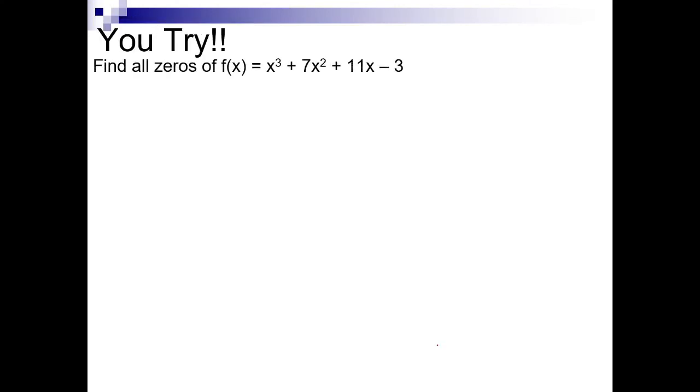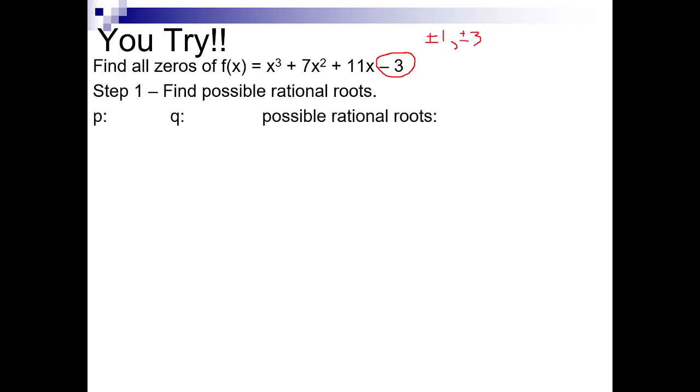Let's have this one. x cubed plus 7x squared plus 11x minus 3. What are possible values of q? What are the possible rational roots here? 3 and 1 only. So we can have positive or negative 1, positive or negative 3. So you have it there. These are the possible roots.